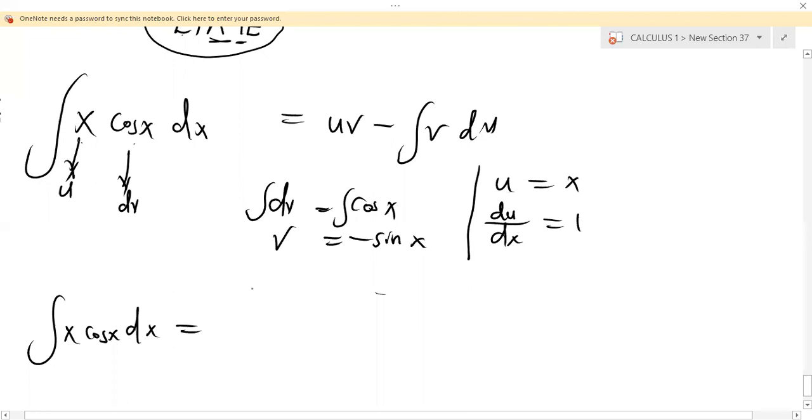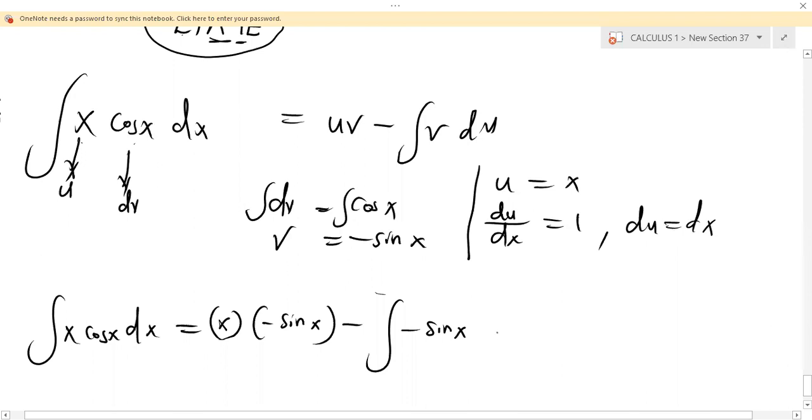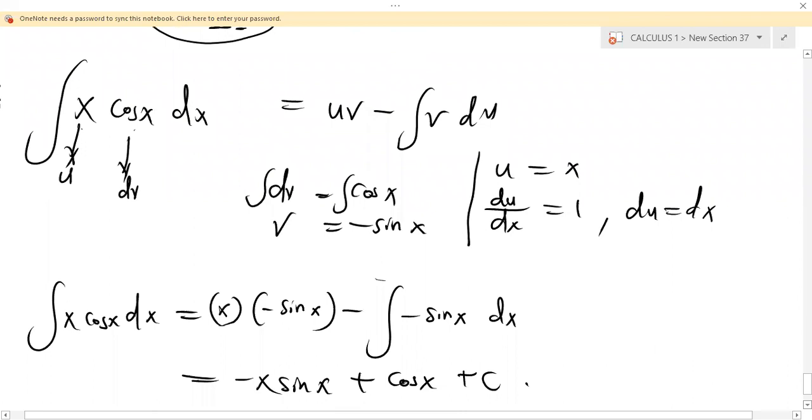dx is equal to uv. My u is x multiplied by v, which is minus sin x, minus the integral of v, which is minus sin x, multiplied by du. And if you make du the subject of the formula here, du is equal to dx. So my answer finally becomes minus x sin x minus minus, this will give me plus the integral of sin x, which is cos x plus c. And that is the answer, guys.